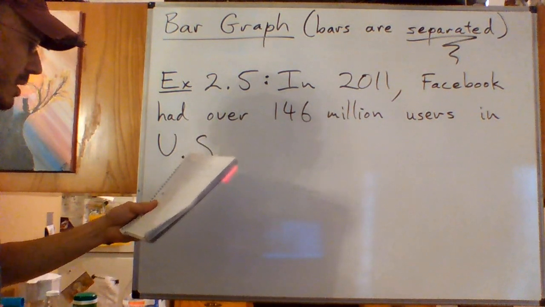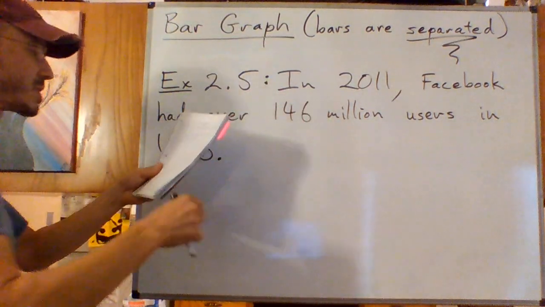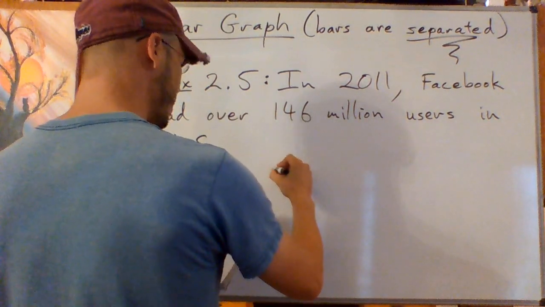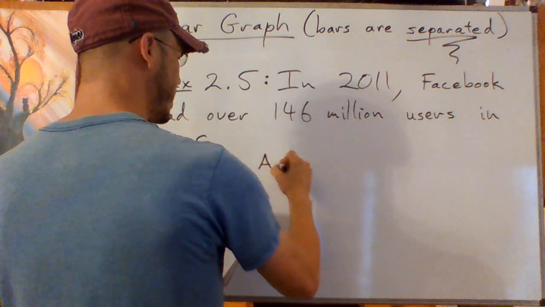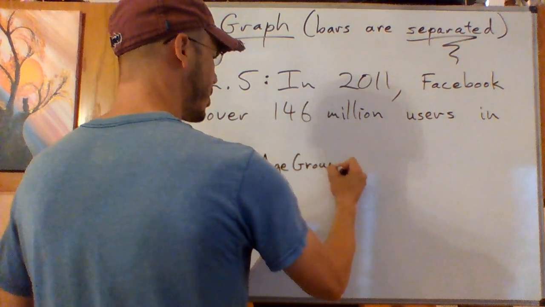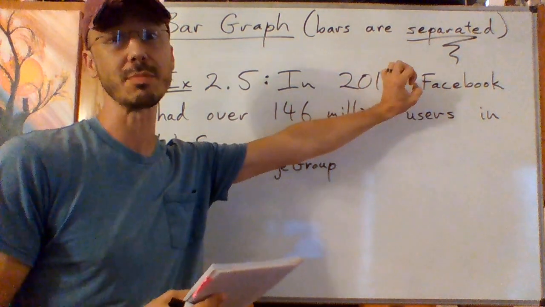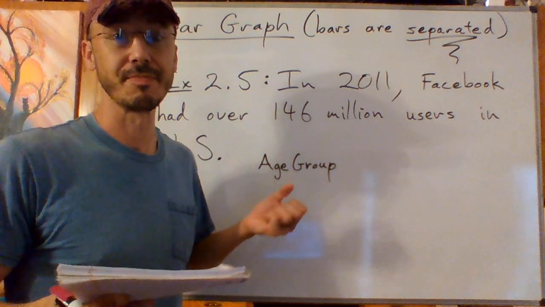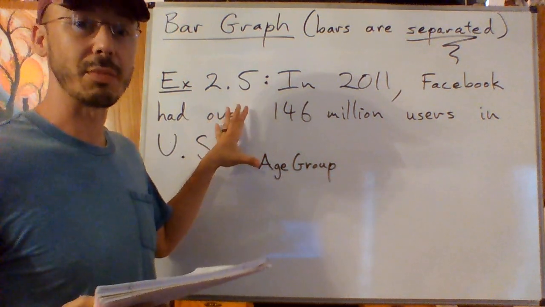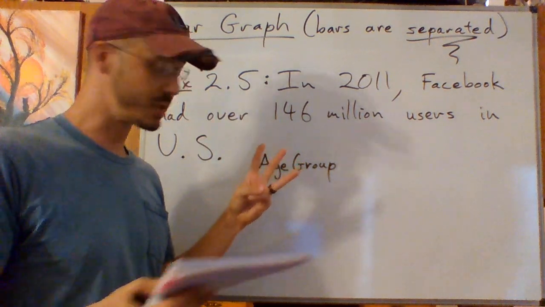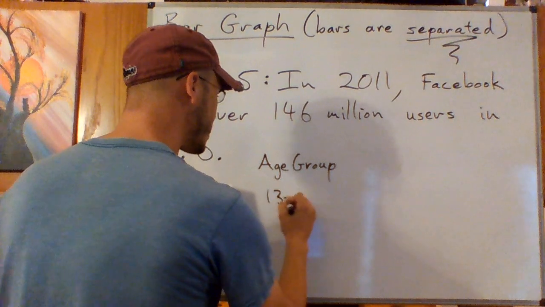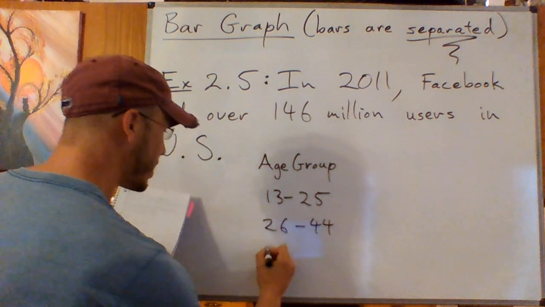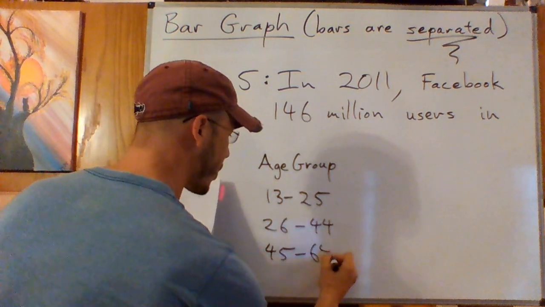In this problem, let's see, I can put the data here, but I'm going to need to clear this off to build the bar graph. But the data is divided into three pieces. So first is the age group. I mean, there's a lot more data on Facebook. Facebook is kind of a data collection agency. But in this example, all we're looking at is three age groups. The 13 to 25 age group, the 26 to 44 age group, and the 45 to 64 age group.